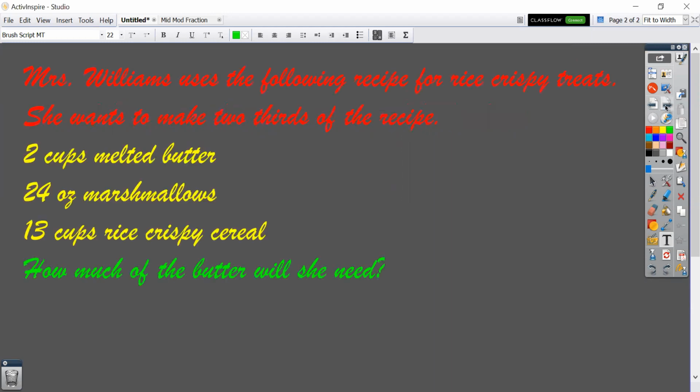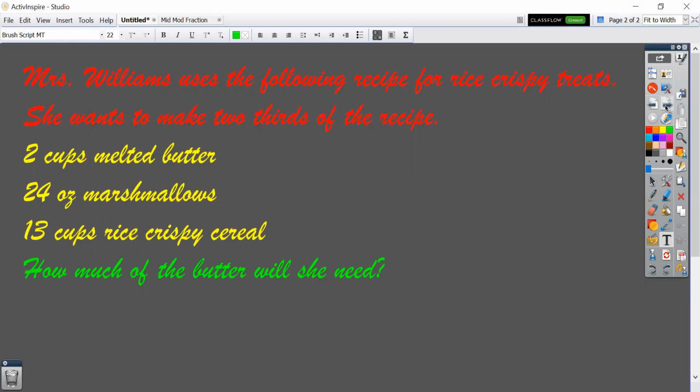Let's look at the word problem together, and I'll read it for us. Mrs. Williams uses the following recipe for Rice Krispie treats. I love Rice Krispie treats, by the way. So if you ever make them at your house, bring them in. Bring me one. I don't need many. I just need one. She wants to make 2/3 of this recipe. So here's the recipe. There's 2 cups of melted butter, 24 ounces of marshmallows, and 13 cups of Rice Krispie cereal.